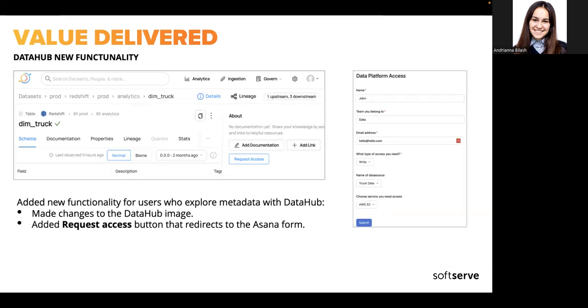But the team has also implemented a customization. They introduced a data sharing workflow using Asana. They updated the DataHub image and added a request access button, which redirected the user to an Asana form, where they were able to request access to a certain data item. For example, they needed to enter their name, the team they belong to, their email address, and what type of access they need to which data source. So the process of access management was automated using DataHub and Asana. This is a really great example of metadata and access management integration using open source tools.